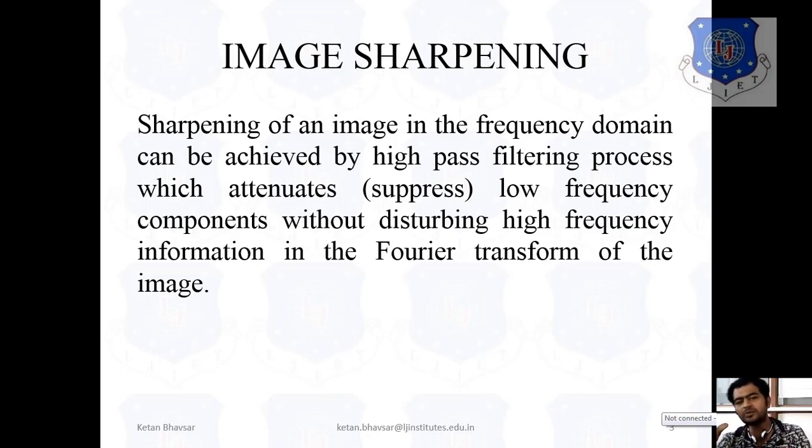So when we talk about image sharpening, we are dealing with high frequency content and we try to remove the low frequency content as much as possible. We are dealing with high frequency data, and that data can work as edges, and we get a better outcome as compared to the low frequency content.